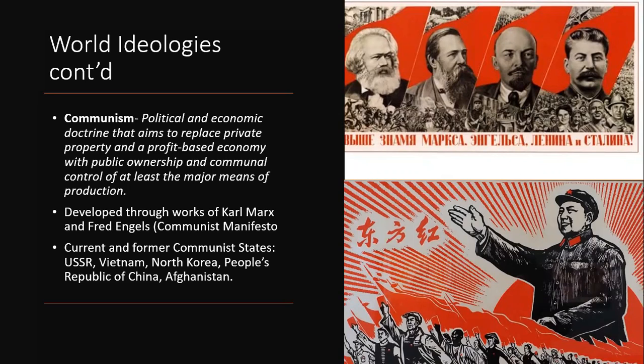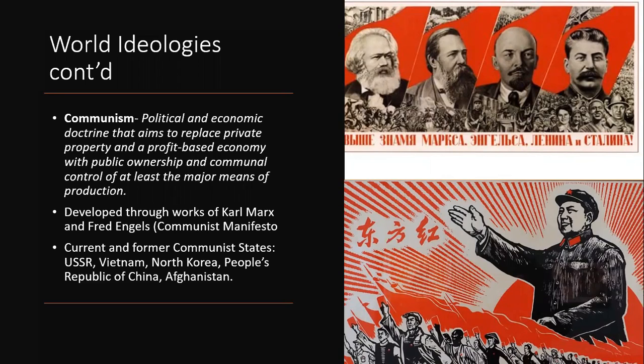Some current and former communist states include, obviously, the Soviet Union, the USSR. Vietnam is a current communist state, as is North Korea. The People's Republic of China still classifies as communist, but it's kind of moving away from communism and into a quasi-fascist state. Afghanistan at one point was a communist state. Some others that were left off there: Cuba is still communist, and there are still a couple of Latin American countries that practice communism.